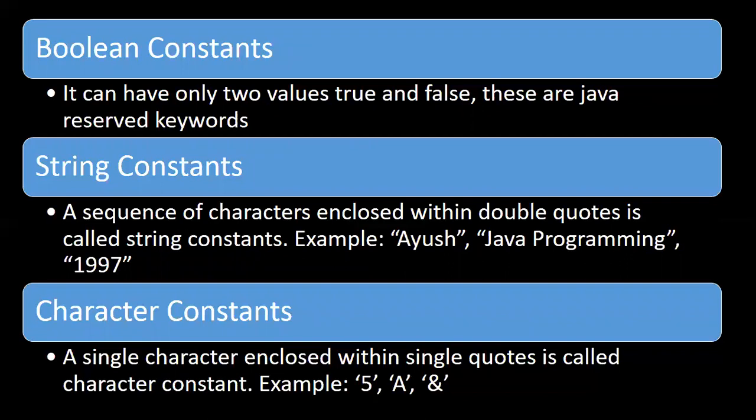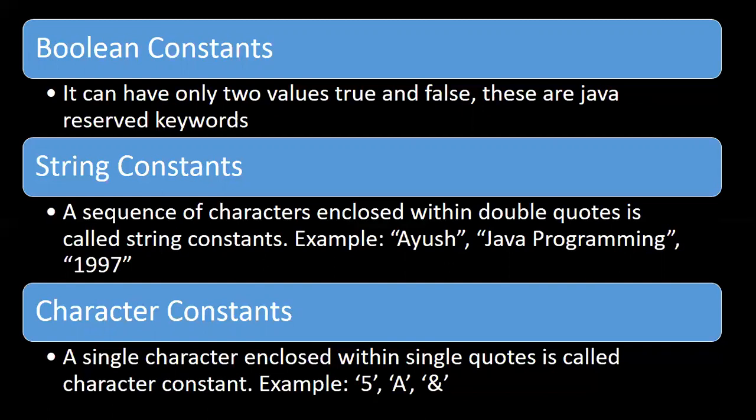In this example, Ayush, a name, is in between two double quotes, and then Java programming is also in between two double quotes. Because a string can be any number or any symbols which are enclosed between two double quotes. And then character constants.